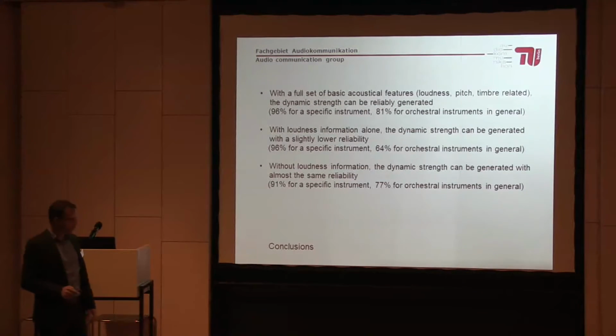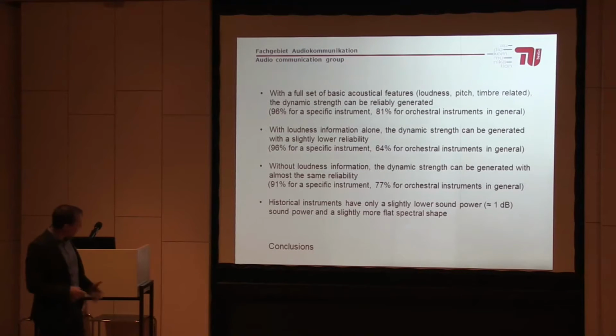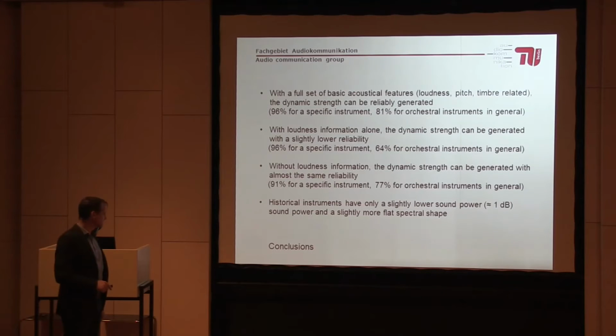And the last remark for the musicologists, it was surprising that historical instruments only have a slightly lower sound power. So on average, it was 1 decibel than modern instruments, and the difference in spectral distribution can be described with a slightly more flat spectral shape.